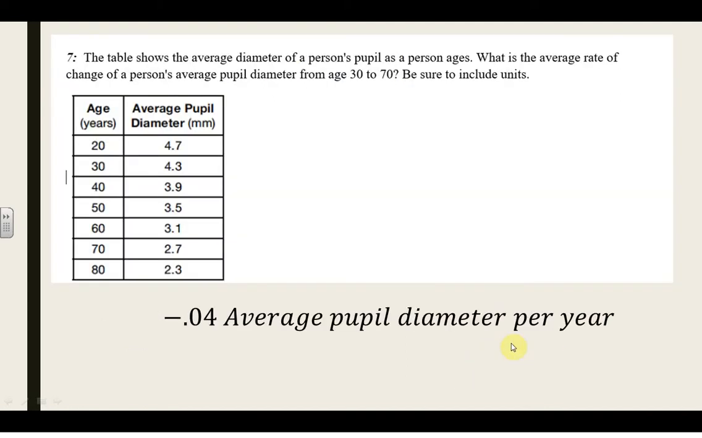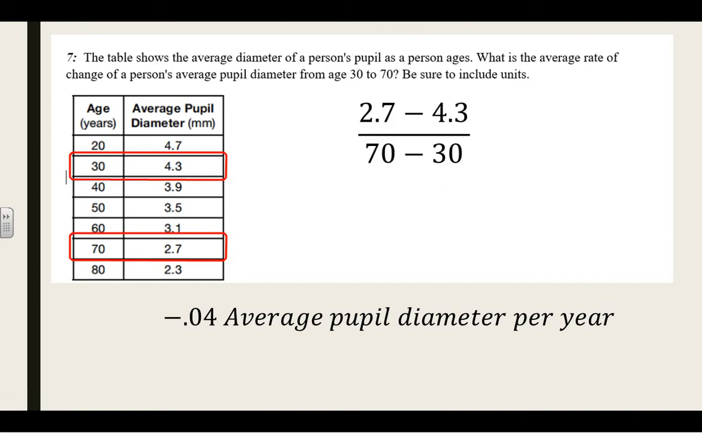Then you have a table. The tables are the easy ones because all you have to do is look at the table. So look at from 30 to 70. At 30, we are at 4.3. At 70, we are at 2.7. 4.3 minus 2.7 over 30 minus 70, or the other way around. And then what does that mean?